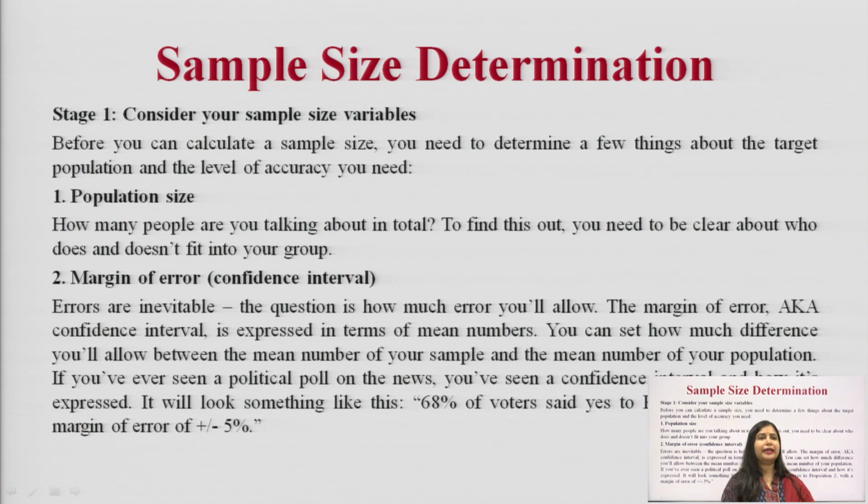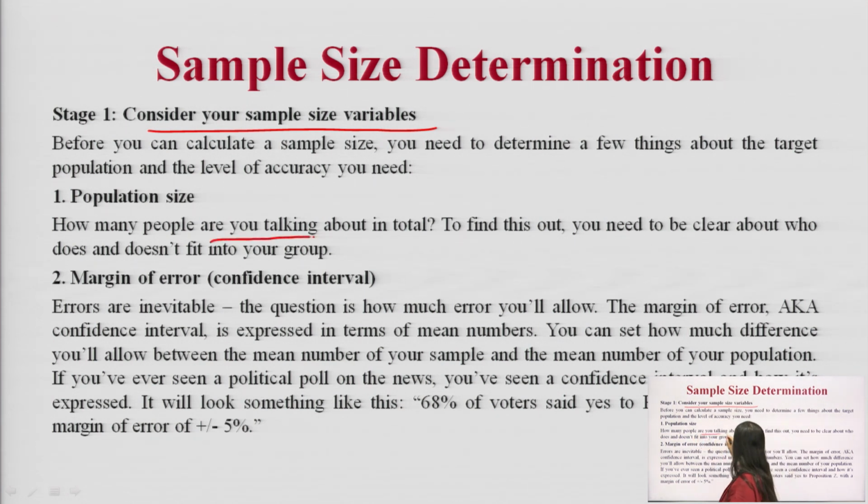Then how will we determine the sample size? There are two stages of determining the sample size, and it may have 6 steps. In the first stage, we have to consider the sample size variables. Before you can calculate the sample size, you need to determine a few things about the target population and the level of accuracy needed. First is your population size.